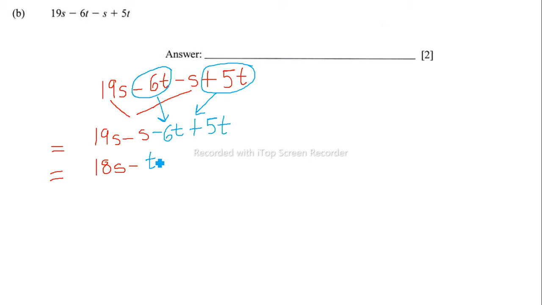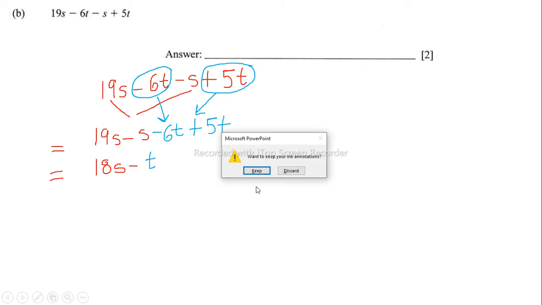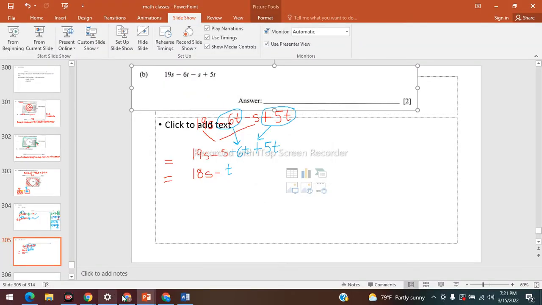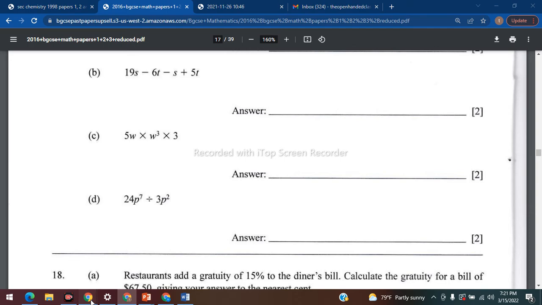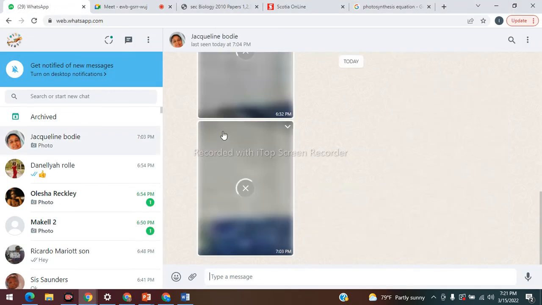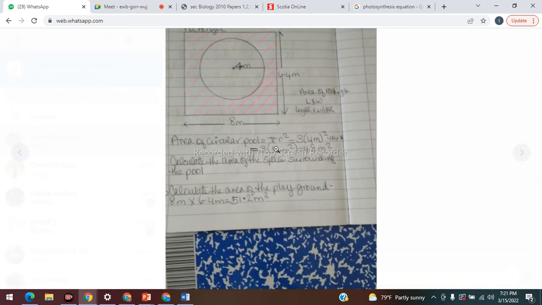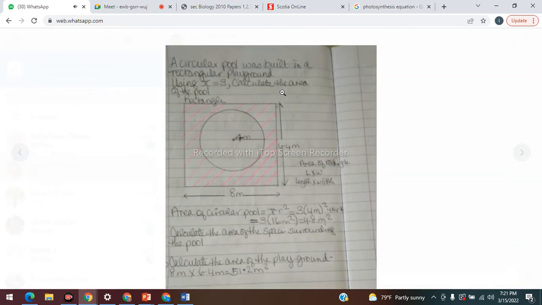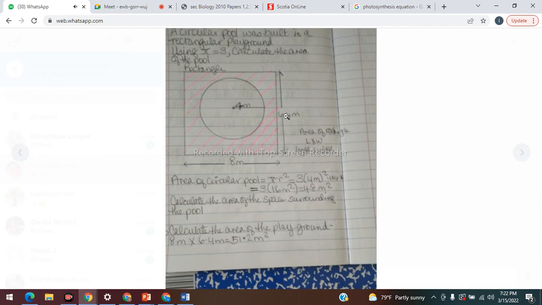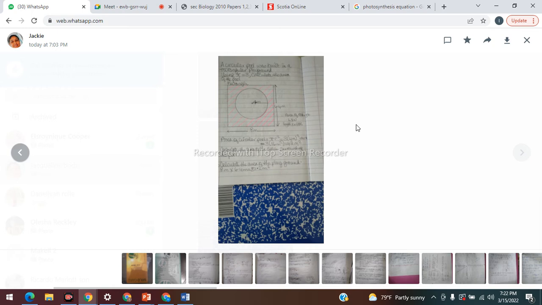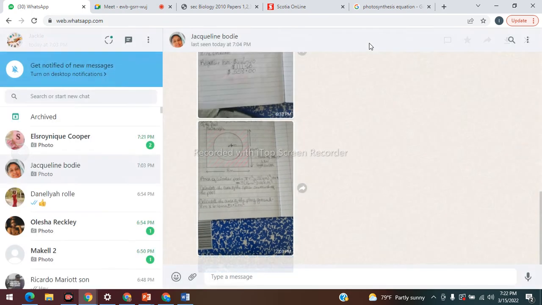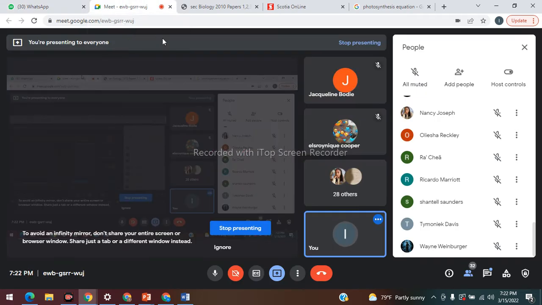Very good notes, Miss Bodie. Let me just show you all something. This is the notes highlight of the week. It goes to Jacqueline Bodie. Look at this. See how neat that is? Nice stuff, right? I hope you don't mind, Miss Bodie, me showing your work. That's fine. Pretty notes.